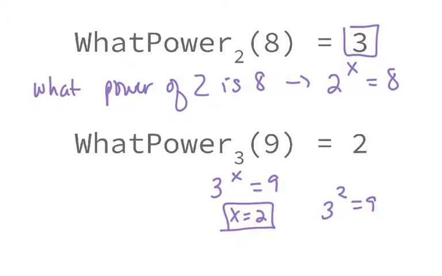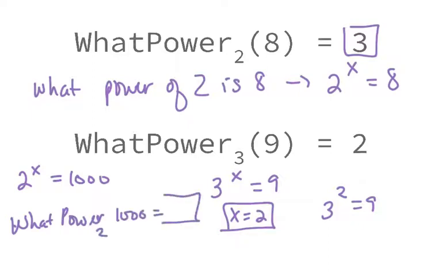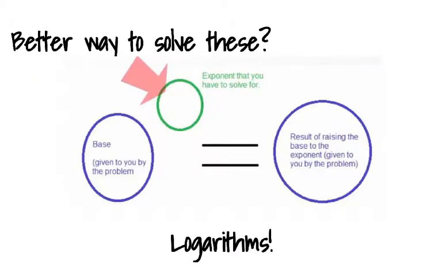So bringing up the same example we just did, 2 to the x power is 1,000. It would be: what power of 2 is 1,000? And then when you do this, you would put your answer there. So essentially, the idea is we're solving for an exponent. We're trying to figure out what that exponent would be. So this led to the idea that if I have the base and I have the answer, there has to be a way that I can solve for the exponent.